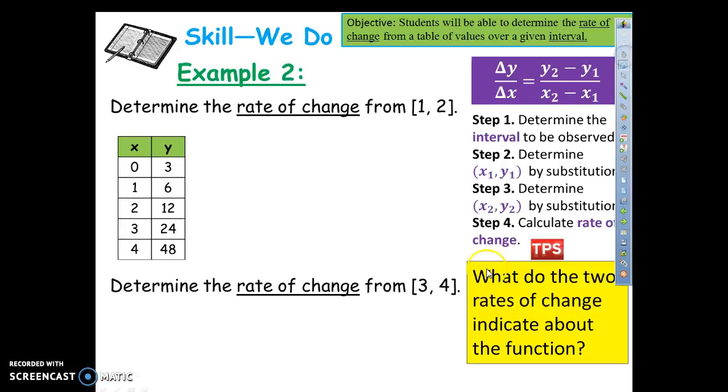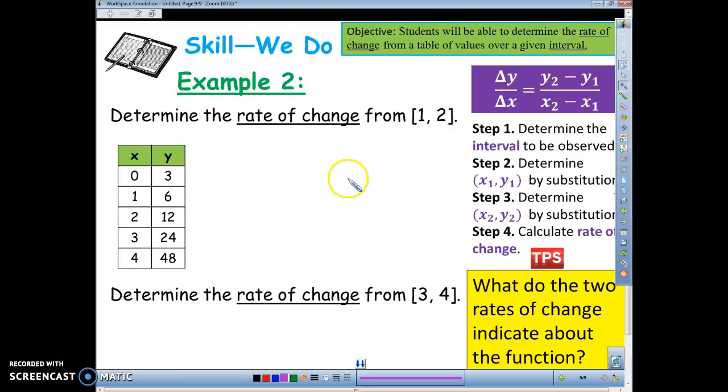Let's go ahead and look at the second example. Please fill this in for the second example. We're going to go through this process, so we'll pick up pace now. My first interval is 1, 2. I want to know what the rate of change is from 1 to 2. So here's my starting point, right? My first value. So step 2, my starting point is (1, 6). This is x1, y1.